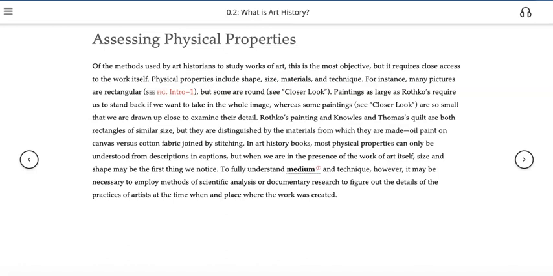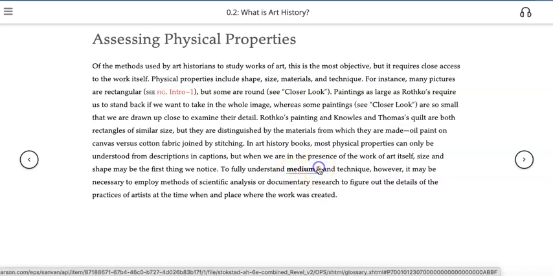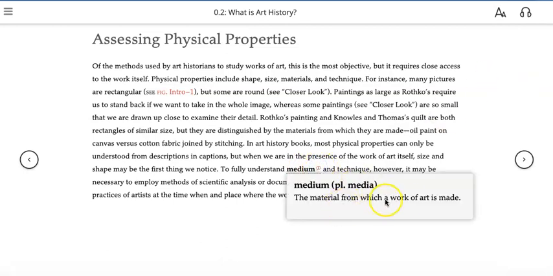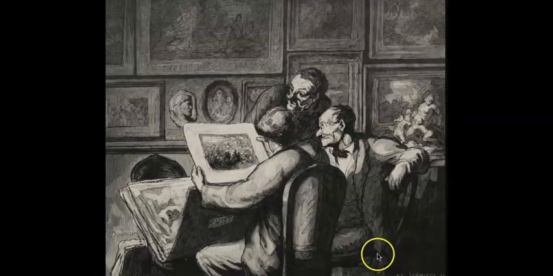So when we are analyzing art, one of our first things to do is to deal with the physical properties, to isolate the variable of the physical stuff it's made out of. So literally the materials the artist used. And the term medium in art history, in the discussion of art, is a term for the material from which a work of art is made. So if we go back to Daumier, it's important to know that he made this as a print.